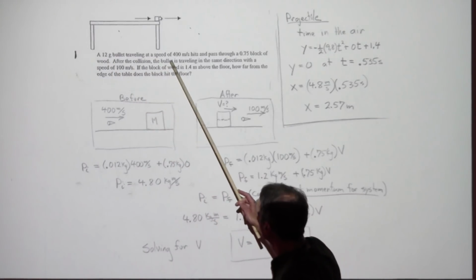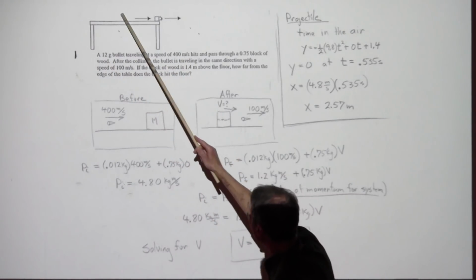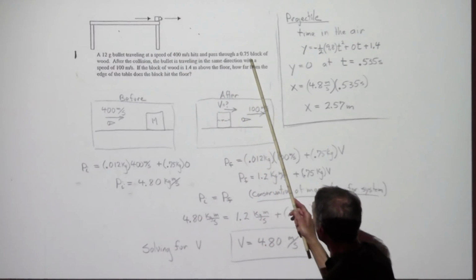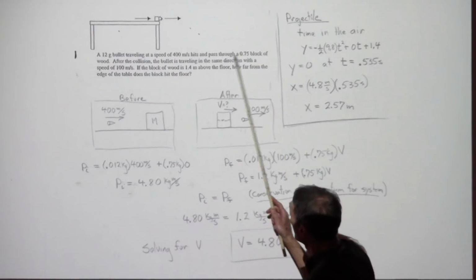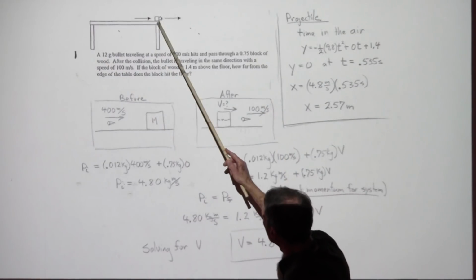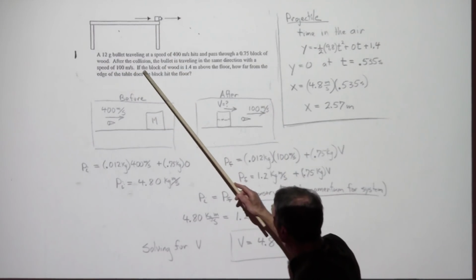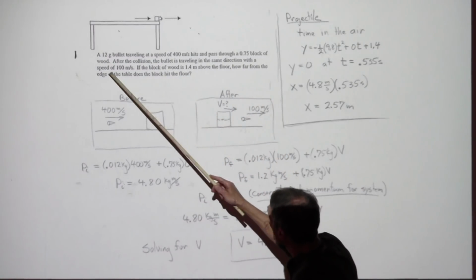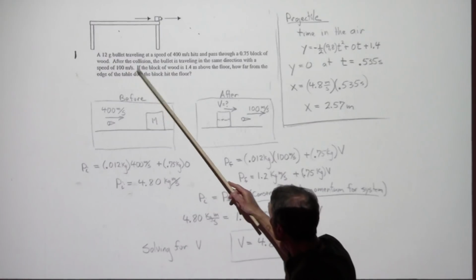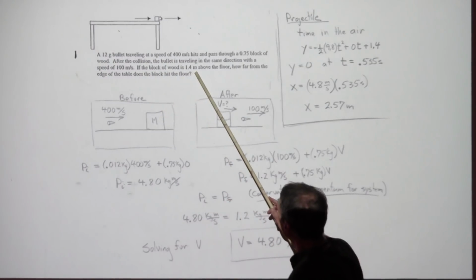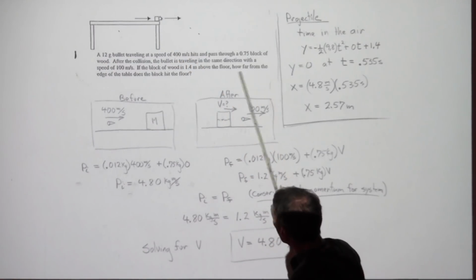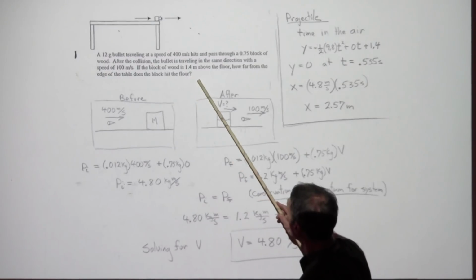A 12-gram bullet is traveling with a speed of 400 meters per second, coming in here and hits and passes through. So it's going to rip through this 0.75 kilogram block of wood that's sitting on the corner of the table. After the collision, the bullet is traveling in the same direction with a speed of 100 meters per second. So it's slowed down considerably. And if the block of wood is 1.4 meters above the floor, how far from the edge of the table does the block hit the floor?